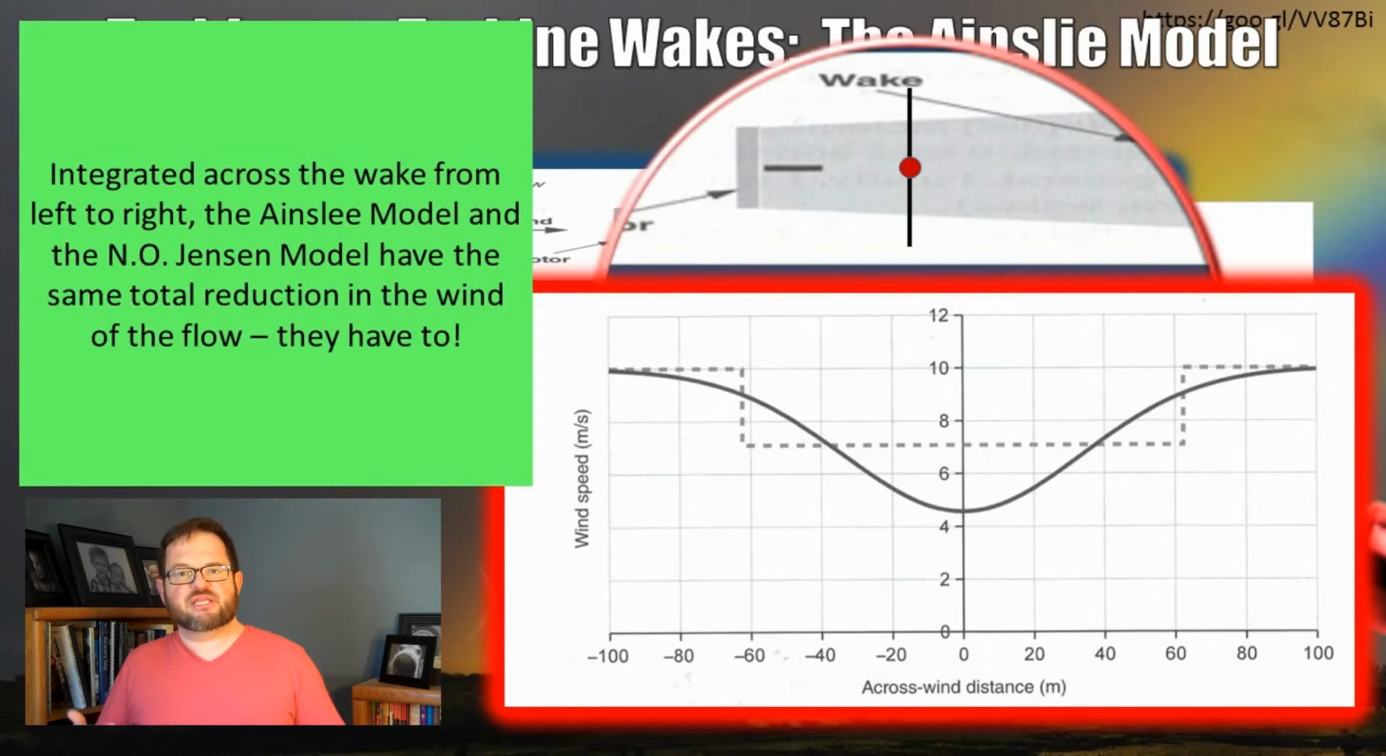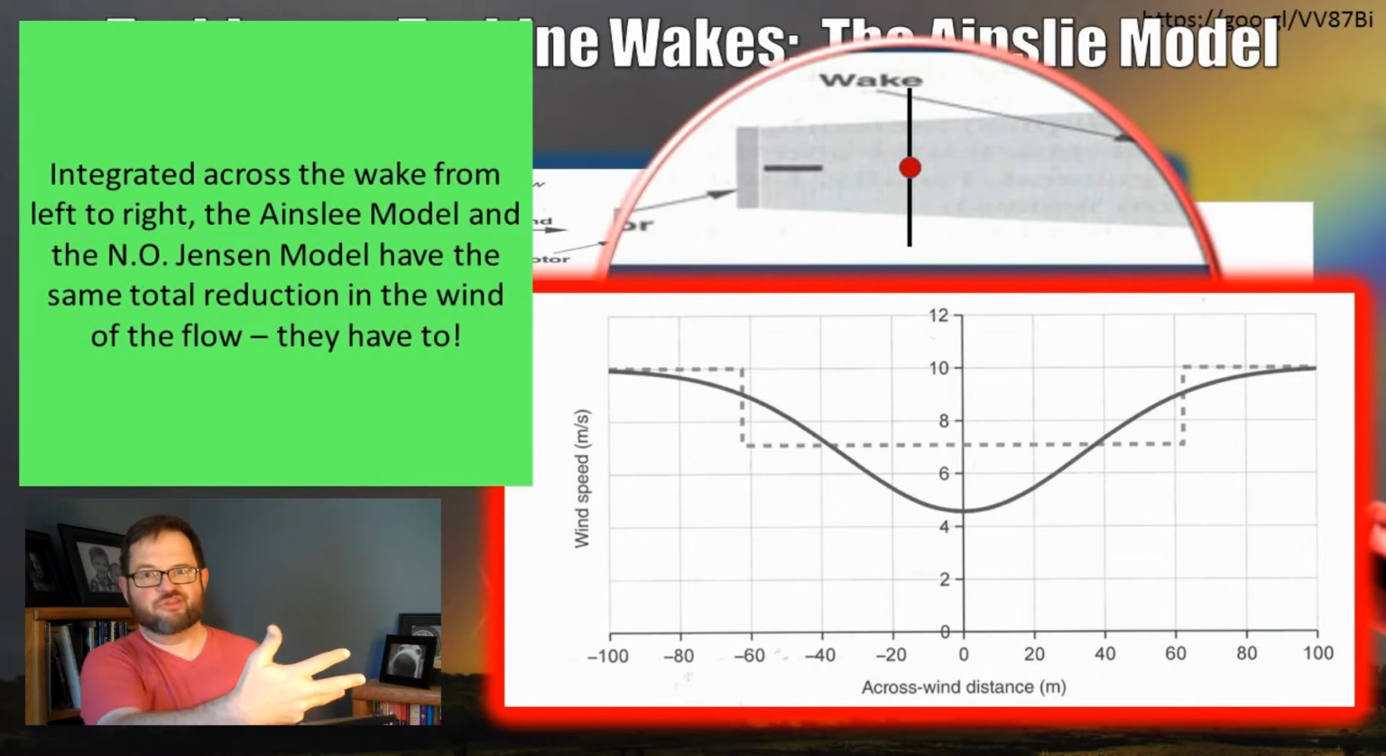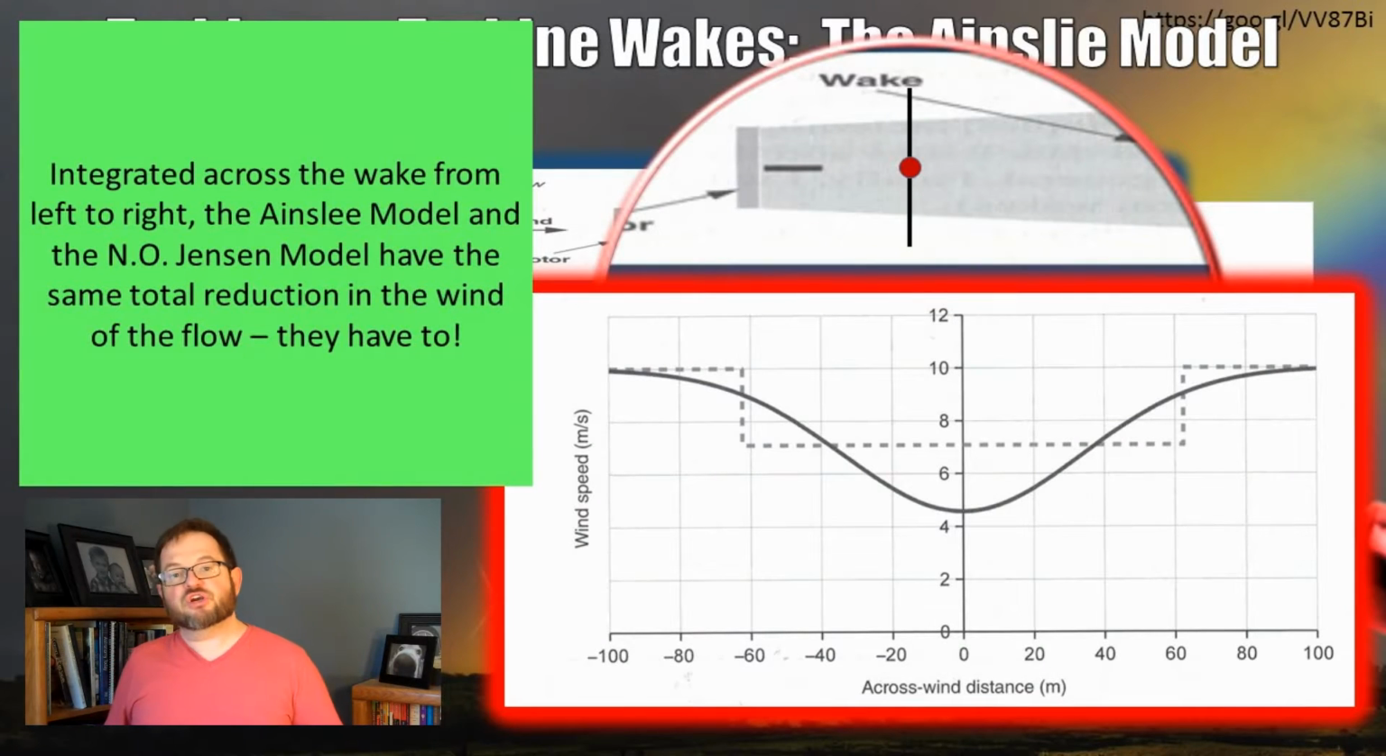That's what has happened. The wake represents a reduction in the speed, the amount of momentum being carried by the air caused by the thrust coefficient of the turbine. So they're both giving the same total amount of reduction of the wind speed along that transect across the wake. They just distributed it slightly differently, with Ansley distributing it almost certainly more realistically than Jensen is.